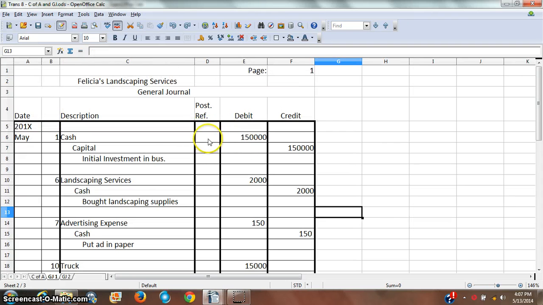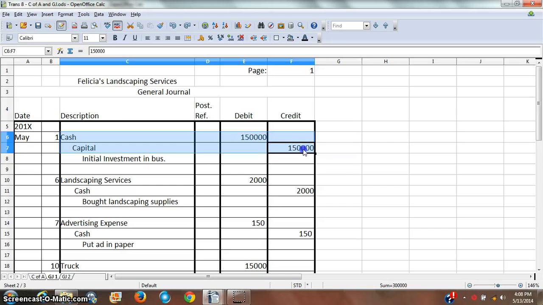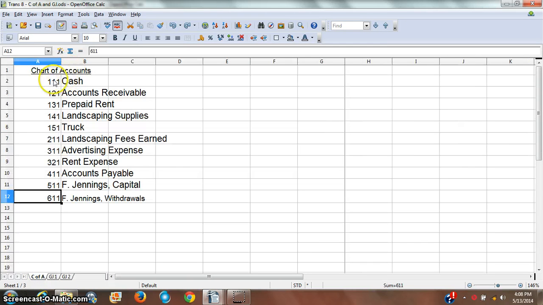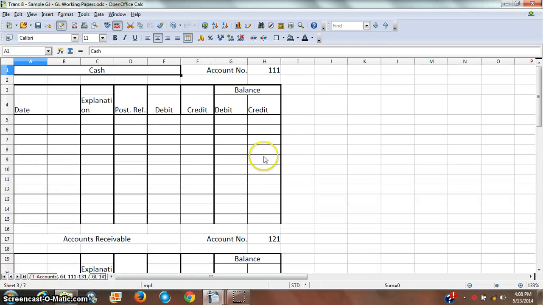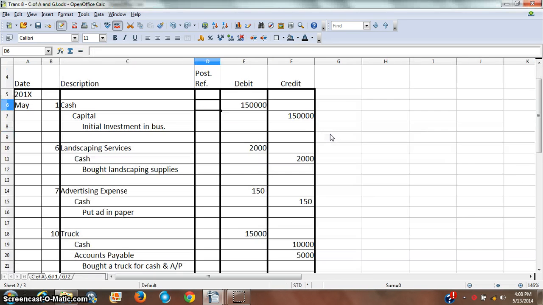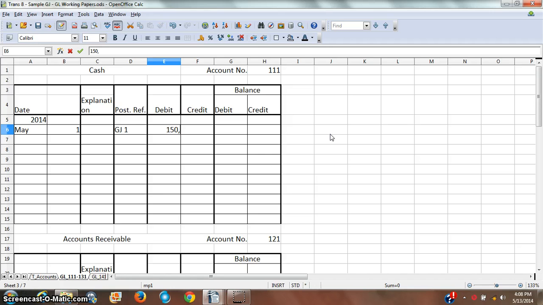What I need to do now is to post, what's called posting, accounts from the general journal to the general ledger. So I'm just going to do that with this account here. First I'm going to start with cash, and I'm going to look over here at my chart of accounts. It's account 111, and I can find that in my general journal. There's my cash account. I'm going to do the date just like I did in the general journal. I don't need to use this explanation column until later on when I'm closing. We'll discuss that later on. This posting reference is General Journal 1. This is a debit of $150,000.